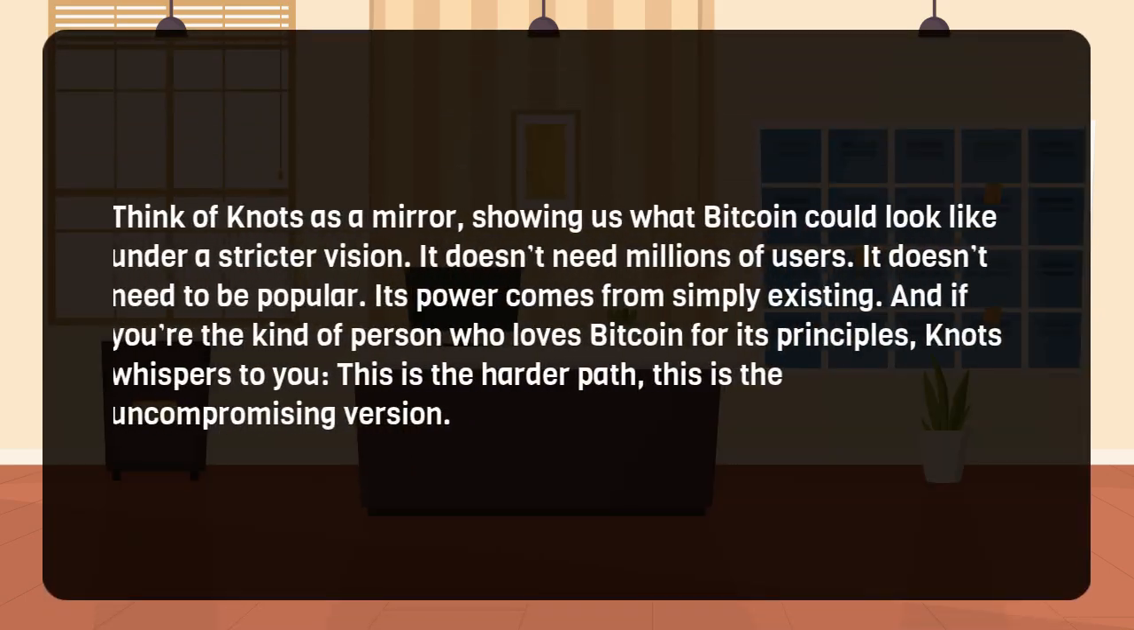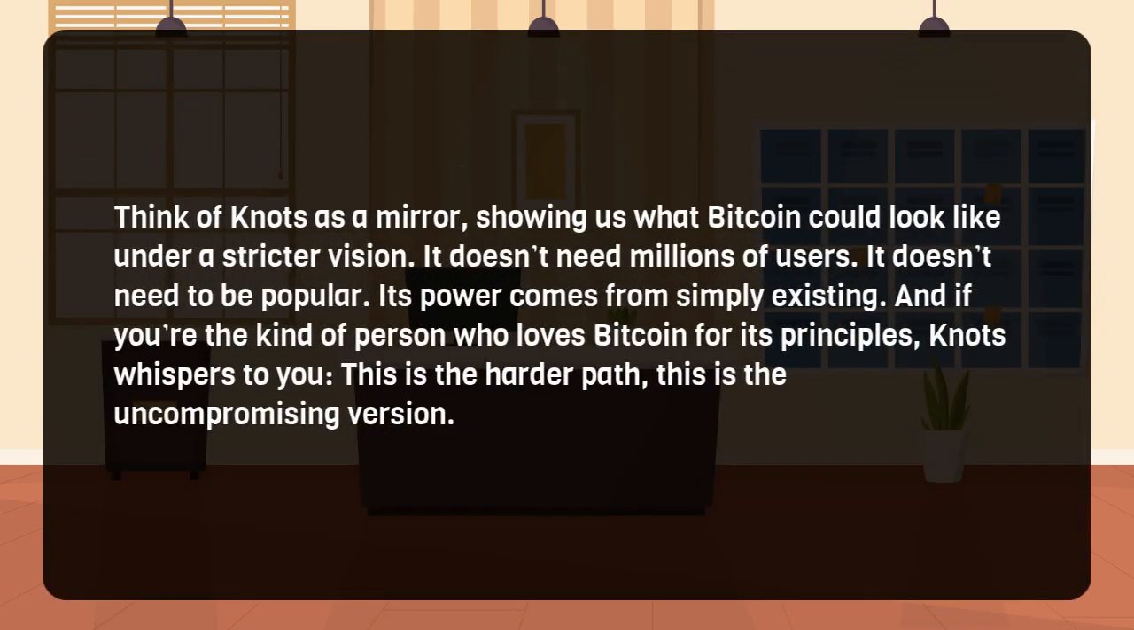Think of Knots as a mirror, showing us what Bitcoin could look like under a stricter vision. It doesn't need millions of users. It doesn't need to be popular. Its power comes from simply existing. And if you're the kind of person who loves Bitcoin for its principles, Knots whispers to you, this is the harder path. This is the uncompromising version.